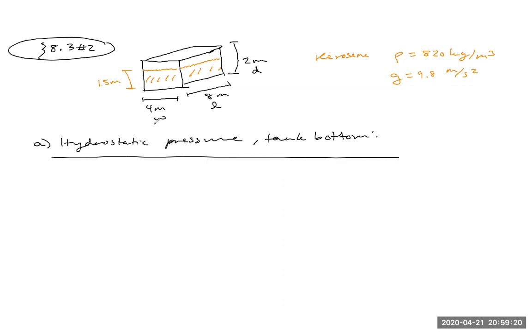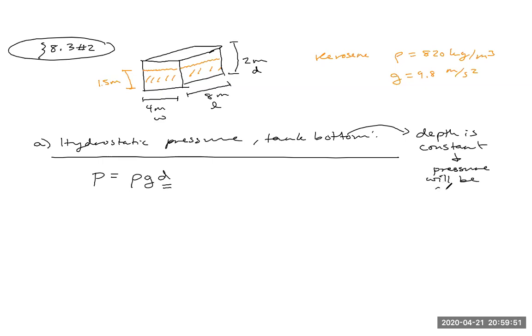Okay, so remember for hydrostatic pressure, your pressure is going to be equal to rho g times the depth. The part that generally varies for your integrals would be the depth. But in this case, at the bottom of the tank, the depth's constant, which means your pressure will be constant at the bottom of the tank.